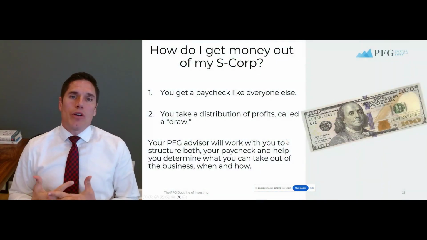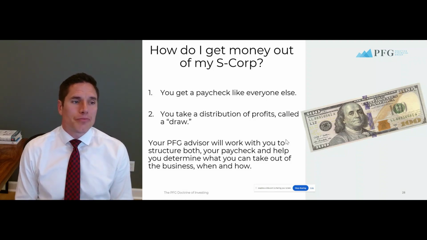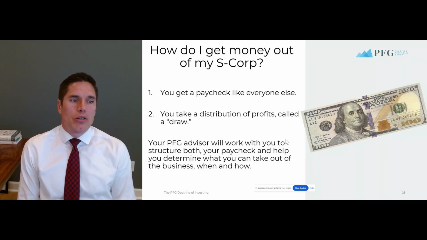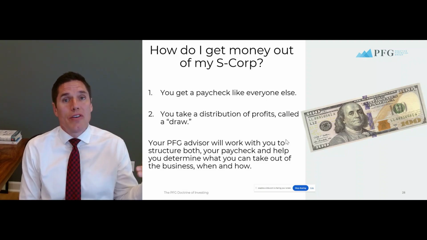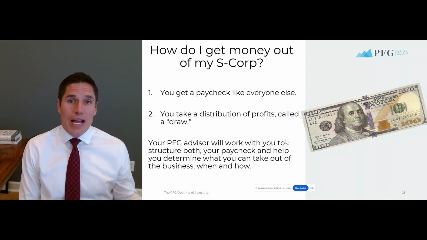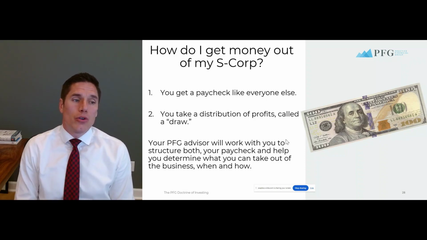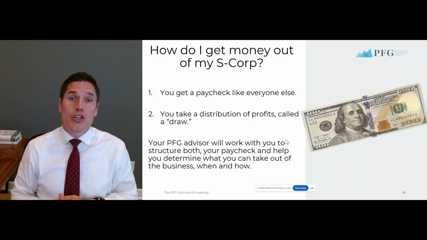The next question I want to address is, how do I get money out of my S Corp? There are two ways to get money out of your S Corp. First, you get a paycheck like everyone else. In the previous slide, I showed how with an S Corp, you set a salary for yourself, and you get that salary as a paycheck. The second way you get money out of the S Corp is to take a distribution of profits called a draw.